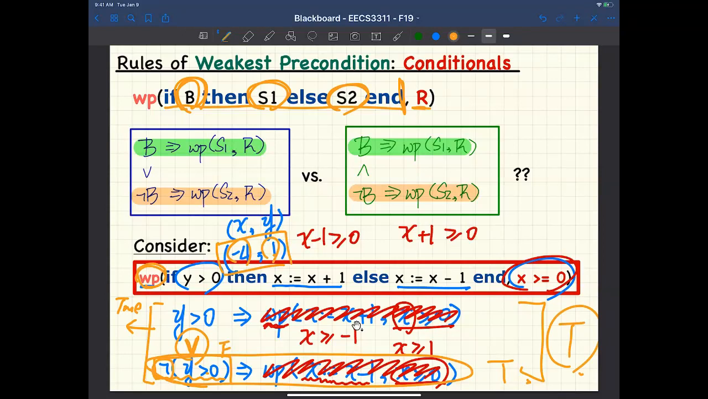However, is true the right answer, the logical answer over here? It should be false. Why? Because you can see over here, given that X is minus 4, minus 4 plus 1 will give you minus 3. You're not satisfying the postcondition.